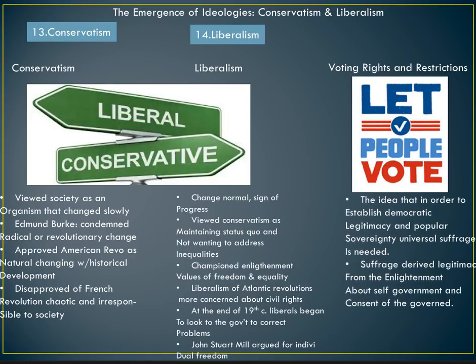So with these two ideologies, we also see the idea of voting rights come up. And the idea that in order to establish democratic legitimacy and popular sovereignty, universal suffrage is needed. So remember, universal suffrage is this idea of voting. And a lot of the argument was that everybody has to vote. If we're going to be equal for all, rule for all, if we're going to make the idea that people are going to rule, then everybody has to have the ability to vote. And this idea comes from these Enlightenment ideals that I had just mentioned about self-government and the consent of the governed. It should be the people who make these decisions.